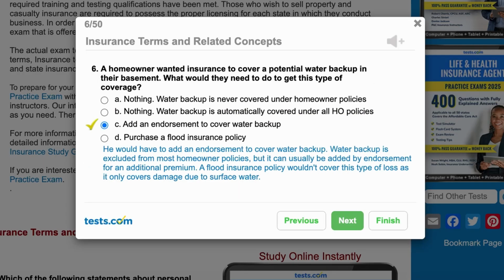C. Add an endorsement to cover water backup. He would have to add an endorsement to cover water backup. Water backup is excluded from most homeowner policies, but it can usually be added by endorsement for an additional premium.